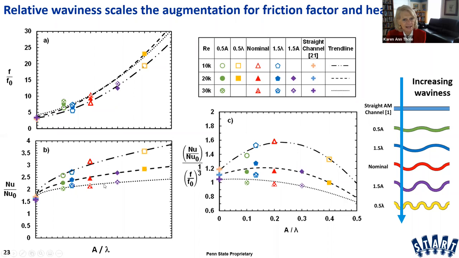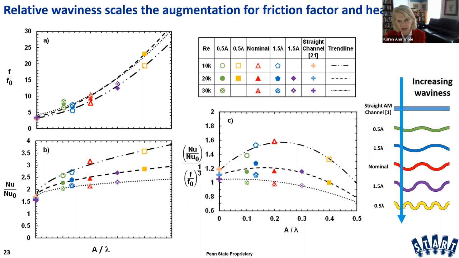So this actually is a powerful tool if we wanted to learn to design a wavy channel. On the right is an efficiency number where we're looking at the Nusselt number relative to the friction factor to the 1/3 power. And that's basically the pumping power, which is why we have it raised to the 1/3 power. And so this is the amount of heat transfer you get for a given pumping power or friction factor augmentation.